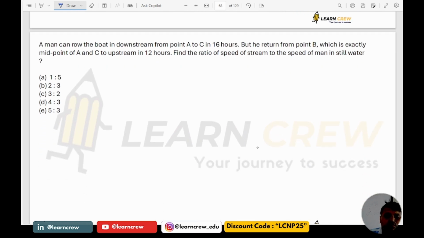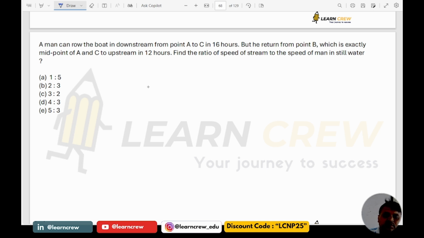Next, a man can row a boat downstream from point A to C in 16 hours. But he returned from point B, which is exactly the midpoint of A and C, upstream in 12 hours. Find the ratio of the speed of stream to speed of boat in still water.